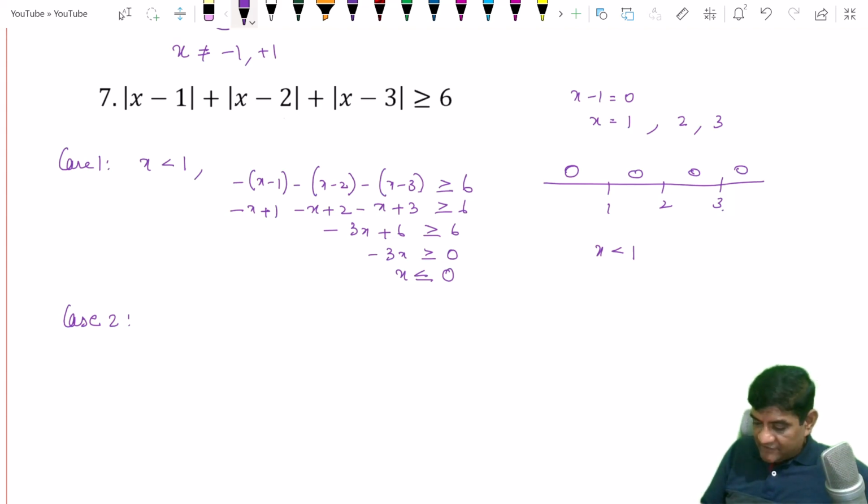In case 2, I'm going to consider x to be between 1 and 2, and when I'm doing that, this is going to be a positive function, whereas this is going to be negative, and this is going to be a negative function. Greater than or equal to 6, open the brackets up, you will have x minus 1 minus x plus 2 minus x plus 3.